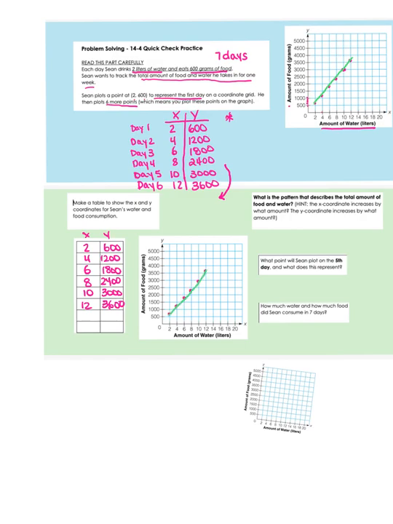Okay, welcome back. So I've replotted my points and I have filled in my data table. Now I'm ready to answer some questions, okay? So let's look at these questions. This first question says, make a data table to show the X and Y coordinates for Sean's water and food consumption. Okay, we already did that, right? You're done. You've already done that. So moving on over here, it says, what is the pattern that describes the total amount of food and water? Hint, the X coordinate increases by a certain amount and the Y coordinate increases by a certain amount.